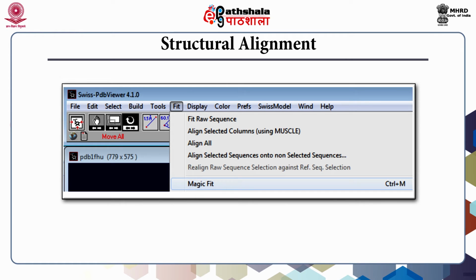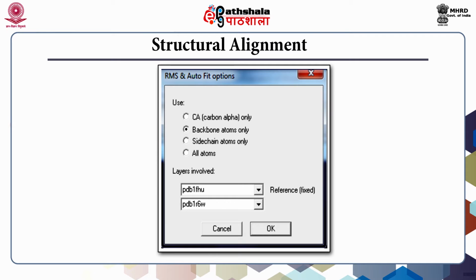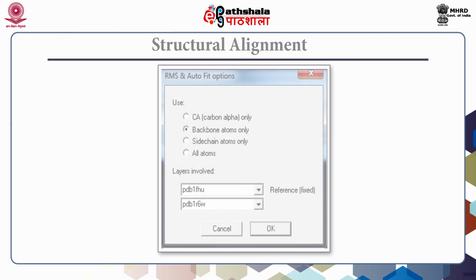This will open the RMS and Auto Fit options dialog box. Choose the radio button, backbone atoms only. Now select the free enzyme PDB1FHU as the fixed layer and PDB1R6W as the second layer. Click OK. This will superimpose the two structures.